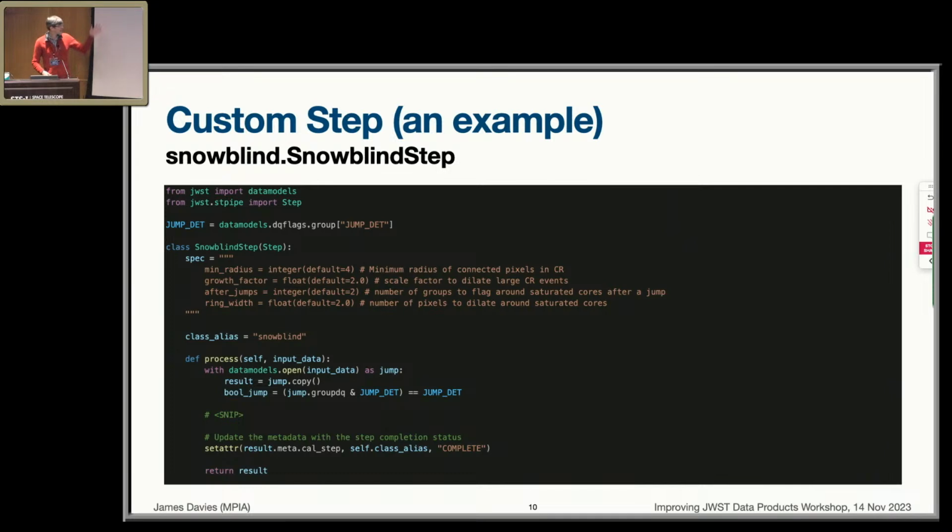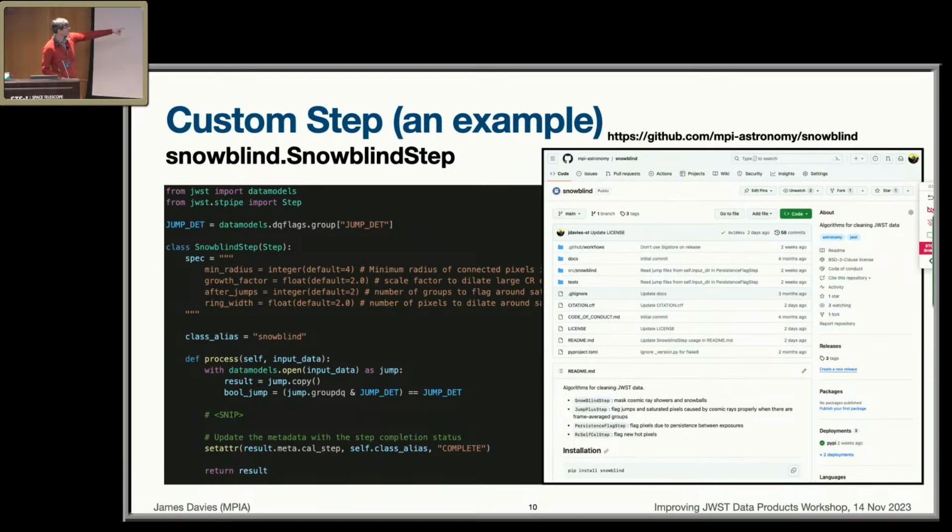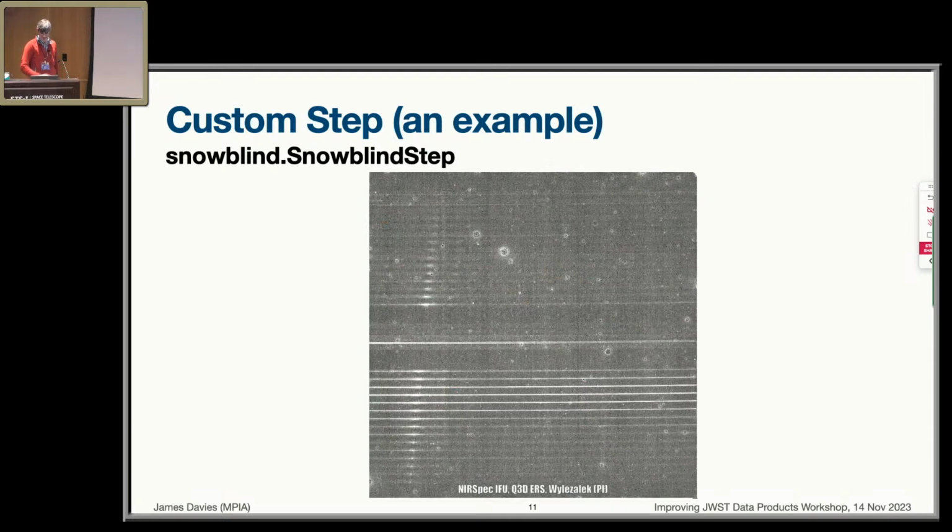So this is something you could put into IPython, hit return, and now you have a step, and you could run it on JWST data. We'll use this as an example for the rest of the talk. It's available on the MPIA GitHub org, and you can install it, just pip install snowblind. There are a couple of other steps there too for handling frame-averaged group data, the jumps, and persistence, and a couple other things. But anyway, feel free to have a look at it or to talk to me later.